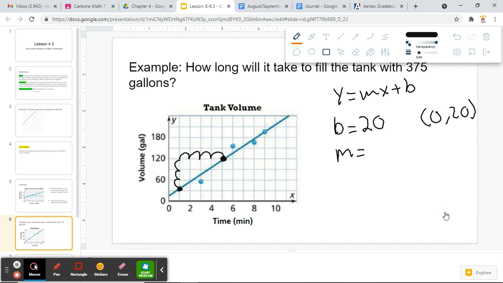Is that right there? Did I do that right? 90 divided by 4. Well, I think I chose the wrong numbers here. I think I should have chosen this number right here to where we're going up 1. Yeah.